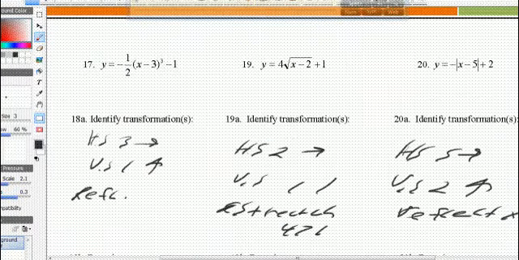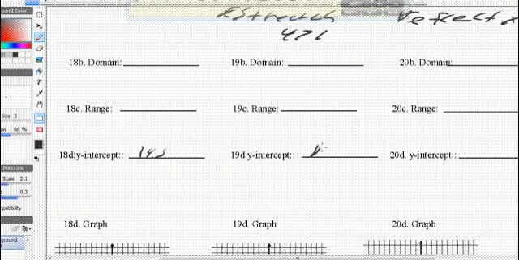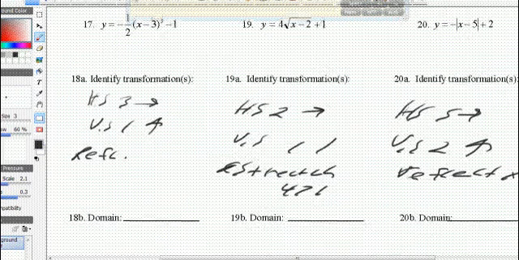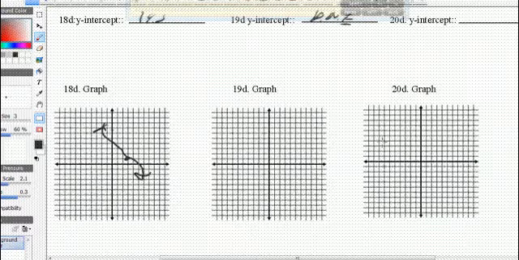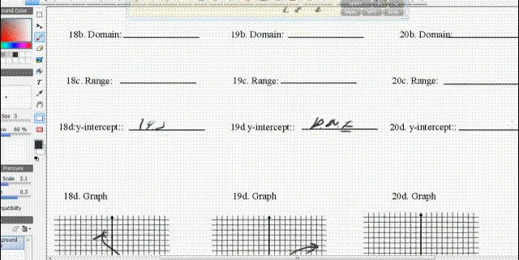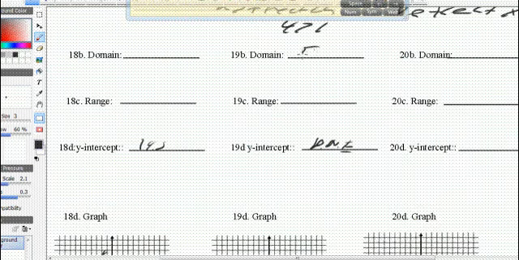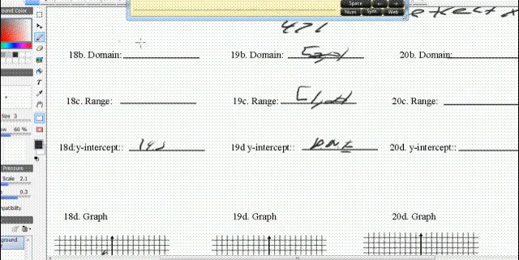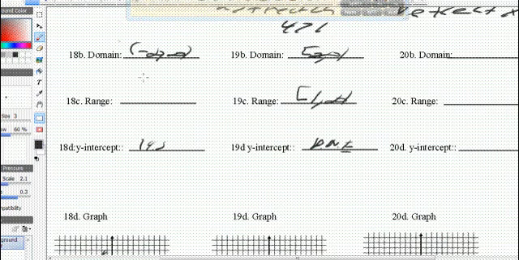The y-intercept for this guy does not exist, which makes sense because we shifted this guy 2 over, 1 up, and that's what he looks like. His domain is 2 to infinity. His range is 1 to infinity. This guy here is all real numbers. This guy here is all real numbers.